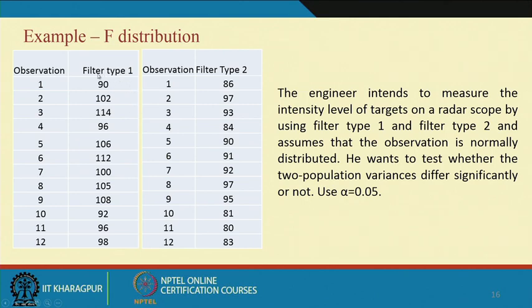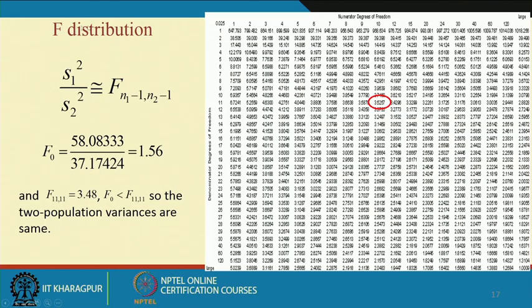So, let us see the example. We have done the experiment earlier with filter type 1 and filter type 2, and suppose we got 12 observations of experimental data in the first case and 12 in the other case. Suppose we want to know whether the two population variances differ significantly or not. So, you can use the F distribution, and the statistic S1 square by S2 square will be F distributed with n1 minus 1 and n2 minus 1 degrees of freedom. Here n1 and n2 are both 12, so 11 degrees of freedom.